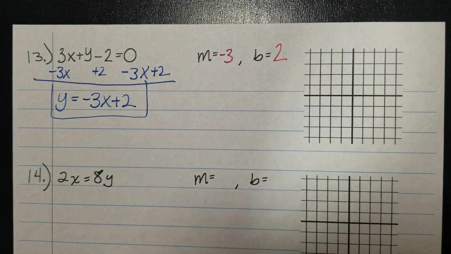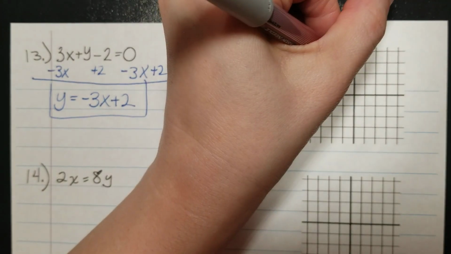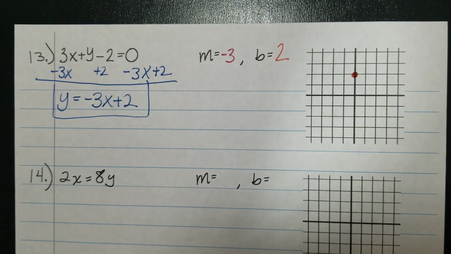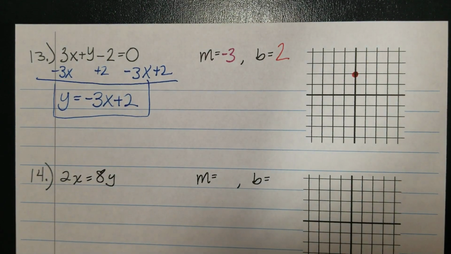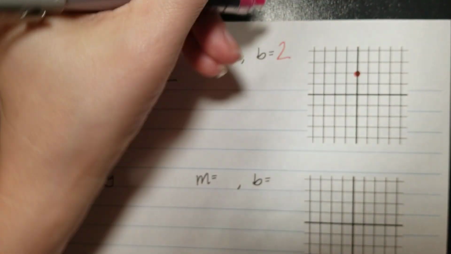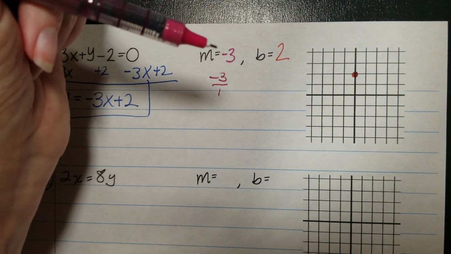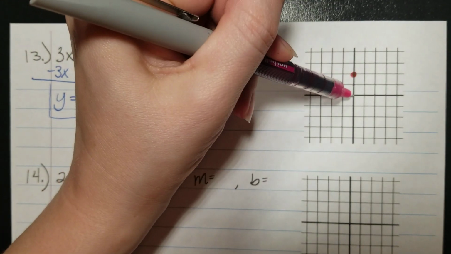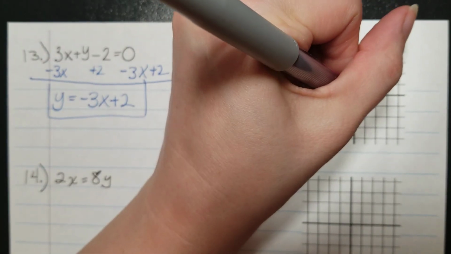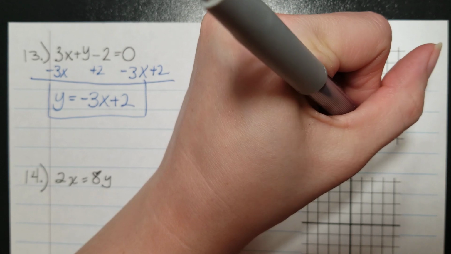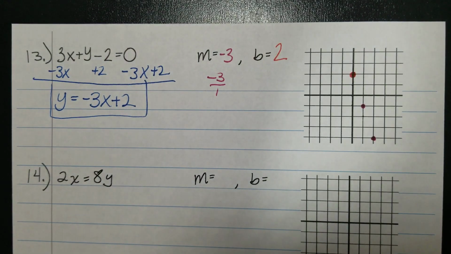So I'll go ahead and put a point at 2. That's my y-intercept. And then the slope is -3. That's the same as -3/1. So it means I'm going to go down 3 over 1. And whenever we say over, we always mean to the right.